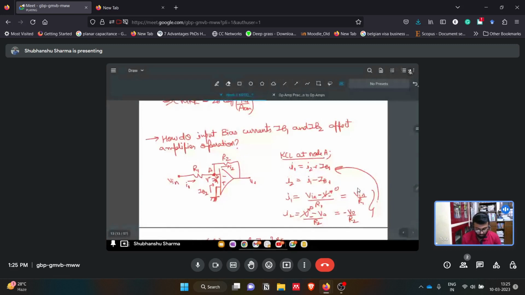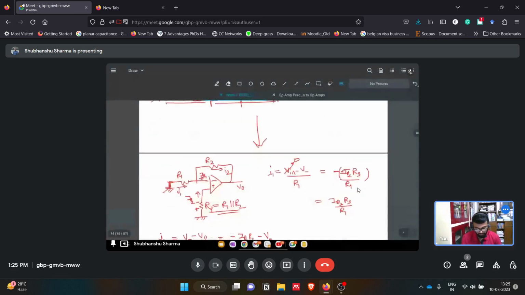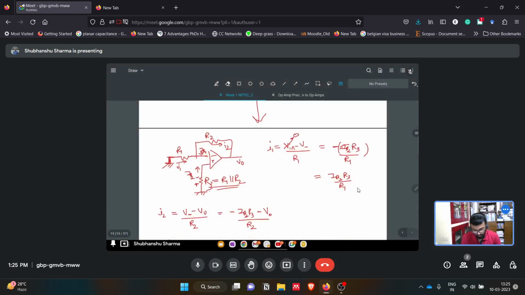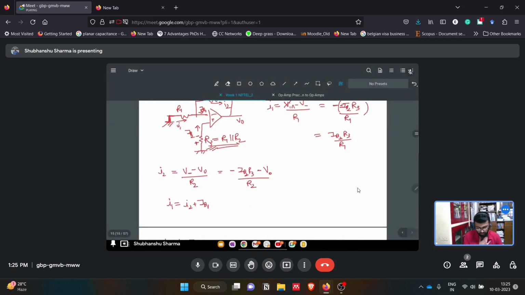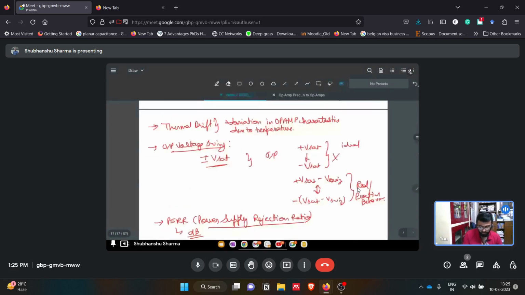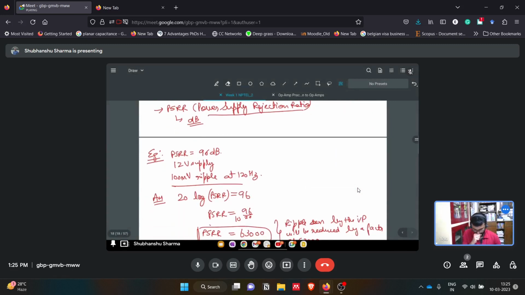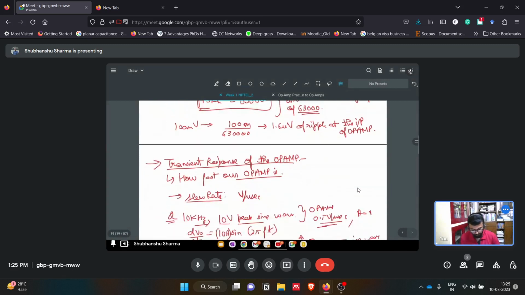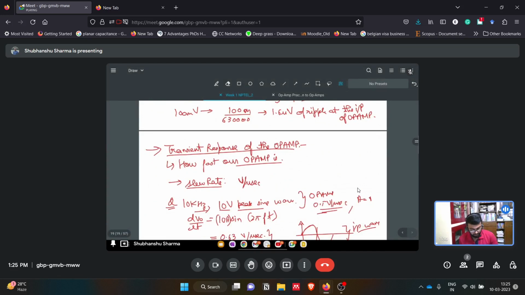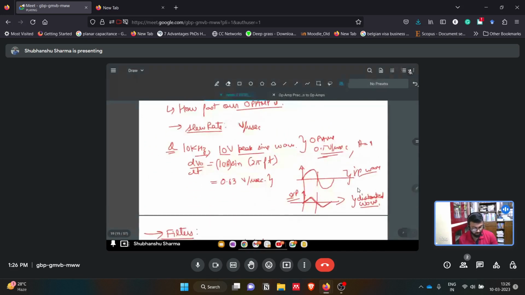Then we talked about how bias current affects the output voltage and how we can compensate for that using a resistor R3, which has a value of R1 parallel to R2. Then we talked about thermal drift, output voltage swing and power supply rejection ratio in op amps. Then slew rate also, and how it distorts the output signal.